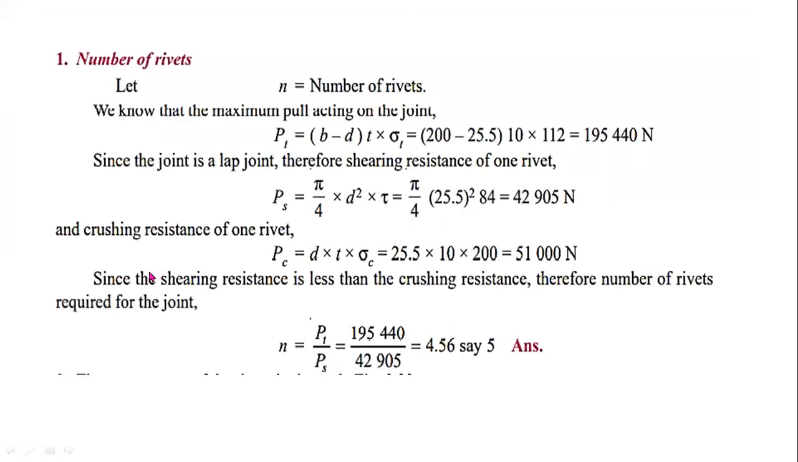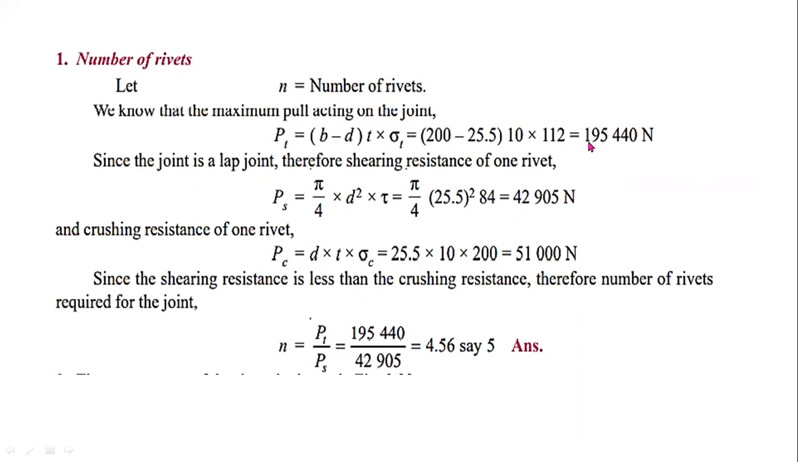In the first step, we actually have to design the diameter of the rivet, but in our question we already know the diameter of the rivet, so there is no need to calculate it. In the next step, we have to determine the number of rivets required for a joint. n is the number of rivets required. First of all, you have to determine the tearing strength. After that, you have to determine the shearing strength and crushing strength.